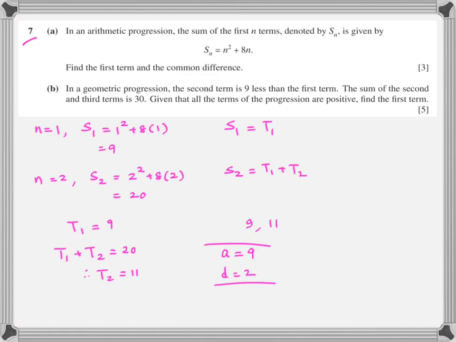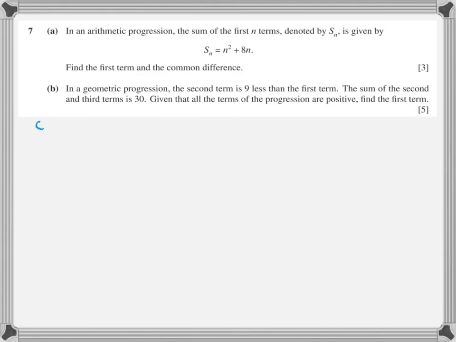In a geometric progression, moving to the second one. The second term is 9 less than the first term. First of all, both terms are not equal. That's common sense. And the second is 9 less than the first term. That means the first is bigger than the second term by 9. So the first thing I'll write: T2 is less than T1. Therefore, T1 minus T2 is equal to 9.